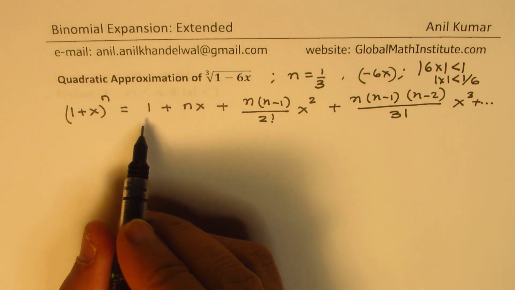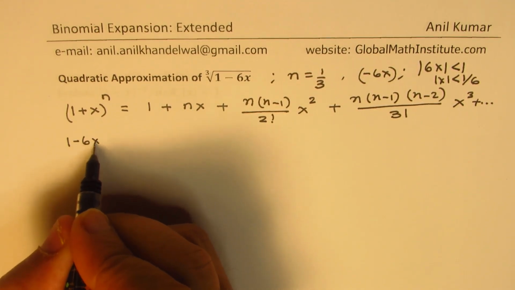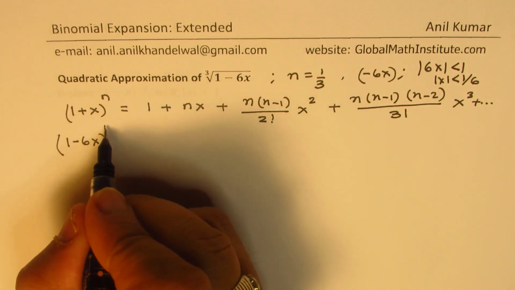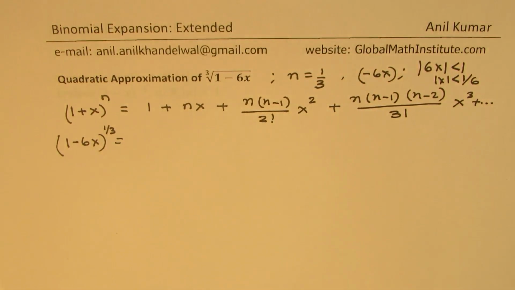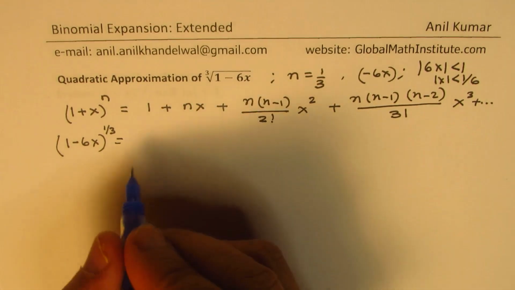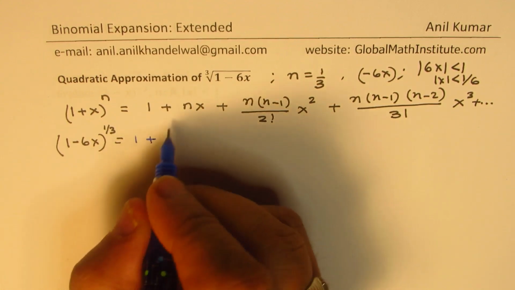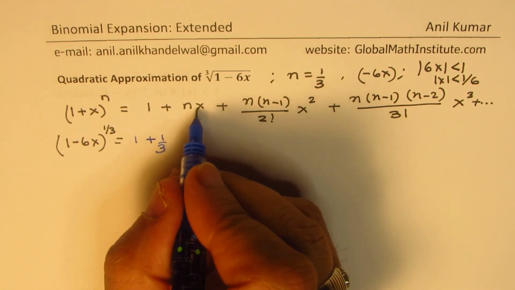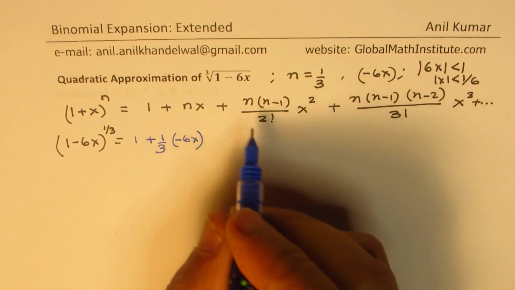Okay, so now if I write this, which is (1 minus 6x) to the power of 1 over 3, then what do we get? Let me use a different ink now. We'll expand and see what we get. So we get 1, n is 1 over 3, so plus 1 over 3, and the value of x is replaced by minus 6x.